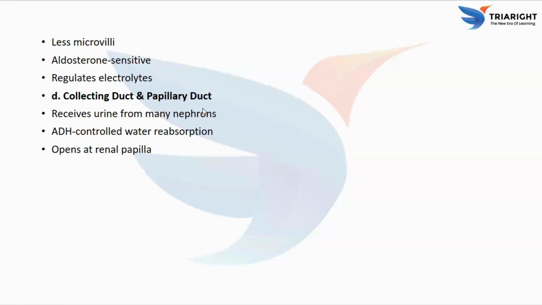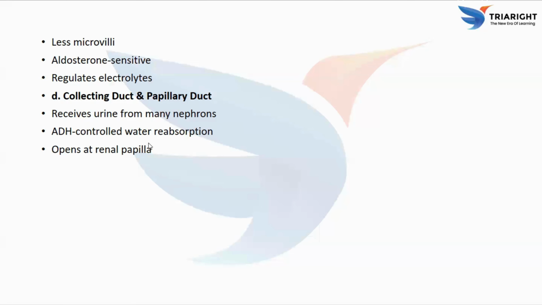So the next tubule is the collecting duct and papillary duct. The collecting duct receives the urine from many nephrons, like multiple DCTs draining into one collecting duct. Collecting ducts merge to form papillary ducts, like many small roads joining into a highway.